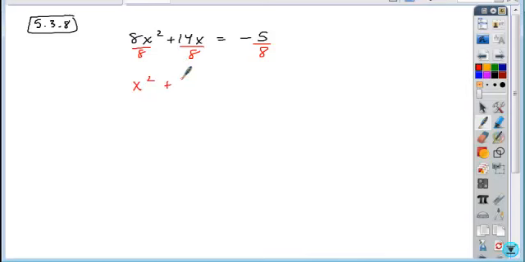14 over 8 can be reduced. 2 goes into 14, 7. 2 goes into 8, 4. I'm going to leave a space to complete the square. And I'm going to go ahead and complete the square.